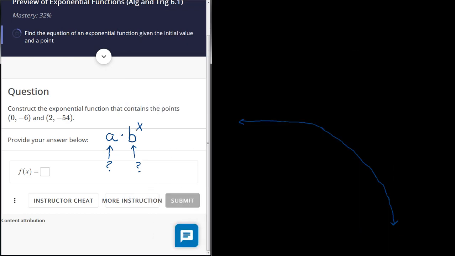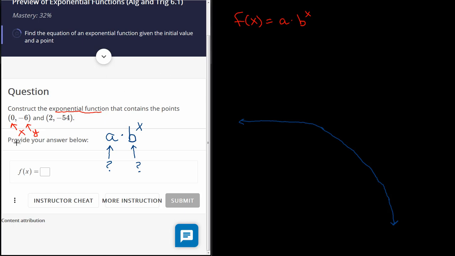All right, so I need some room to do some algebra here. So here's what we know. We know that f of x is equal to a times b to the x. And we know that because we're dealing with an exponential function. Okay, well now let's think about what the problem tells us. It gives us a couple points, and a couple points mean input and output.